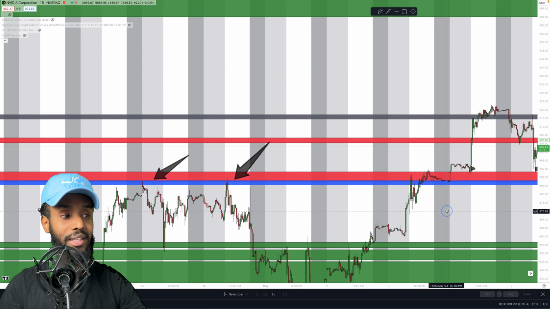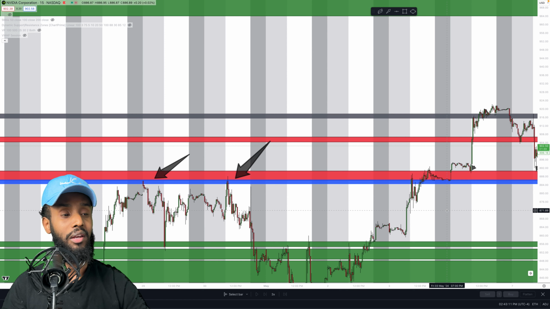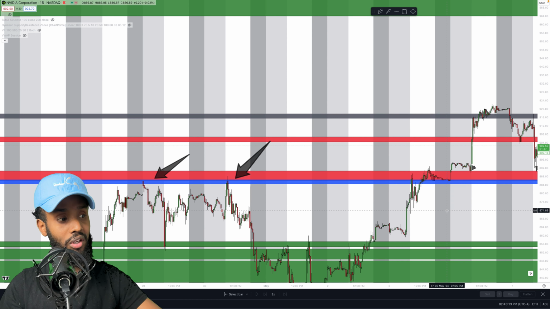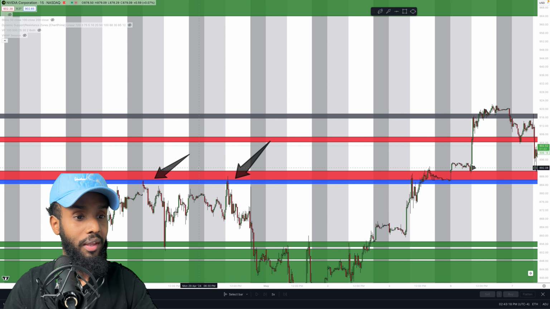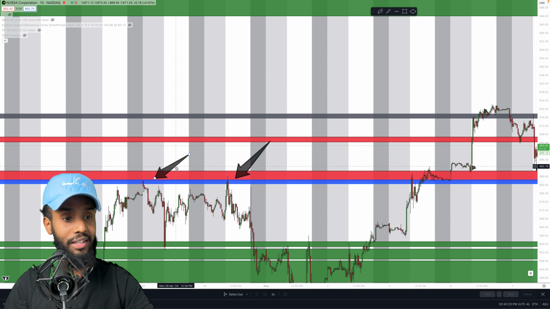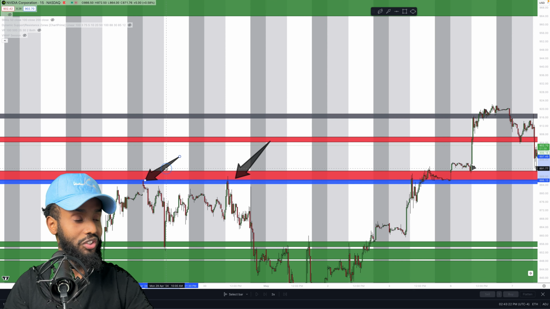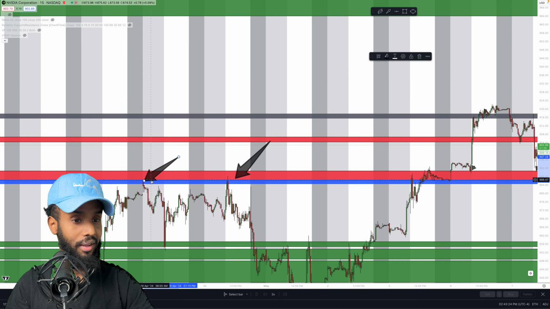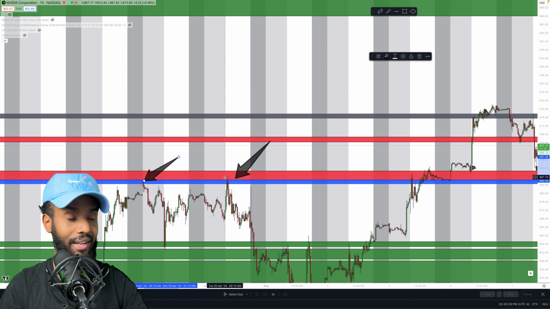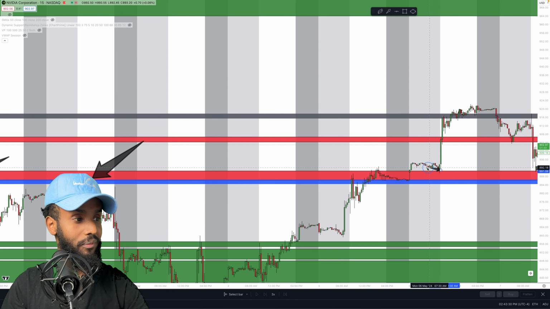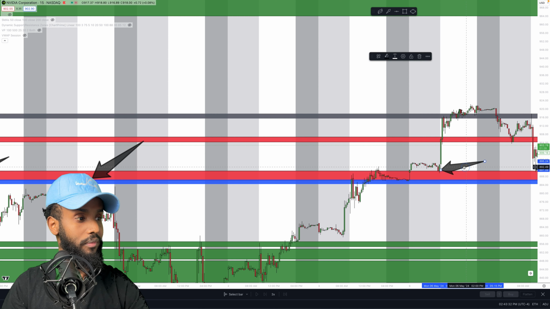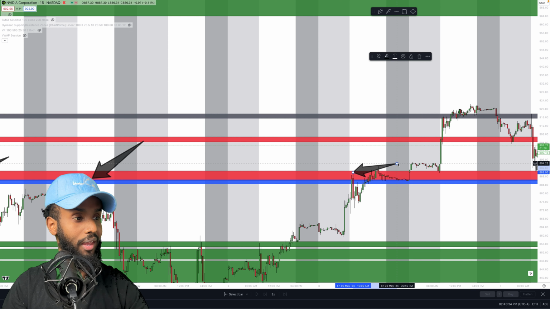Now, this is my favorite type of setup and my favorite type of entry. It's so much easier to read than holds of support and rejections. So when I look at my key zones, I can see Nvidia rejected this level here at around 890. It did it again over here. It did it again over here. Right here.